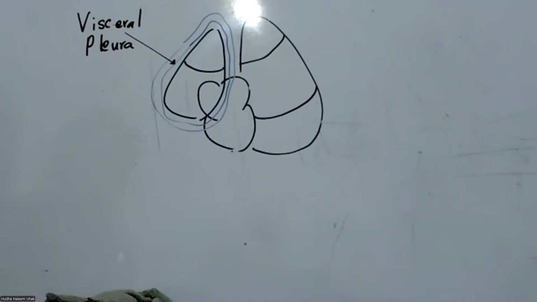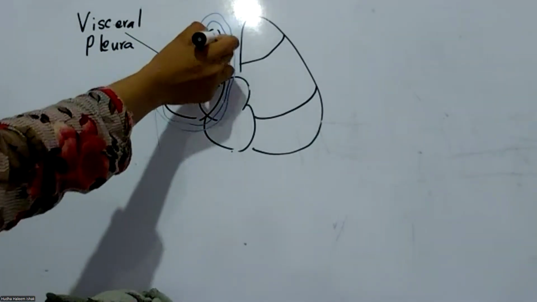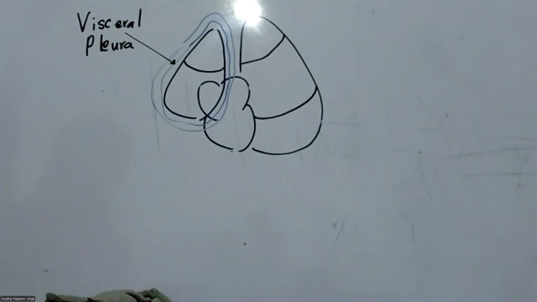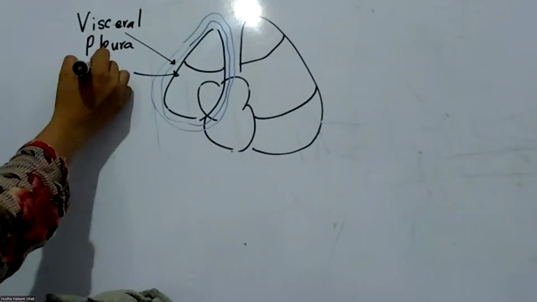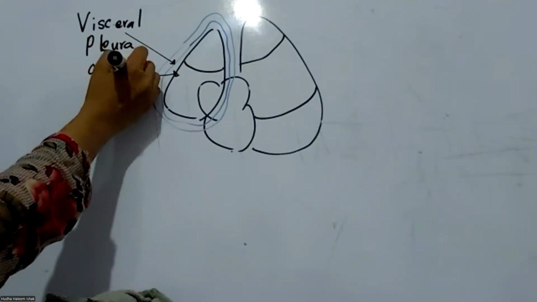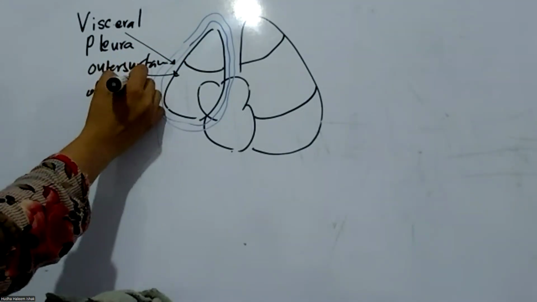Okay, see here, it is adhering to what? The outer surface of the lungs, right? This is adhering to the outer surface of the lungs. So you can remember like that. Visceral pleura adheres to what? Adheres to the outer surface of the lungs.